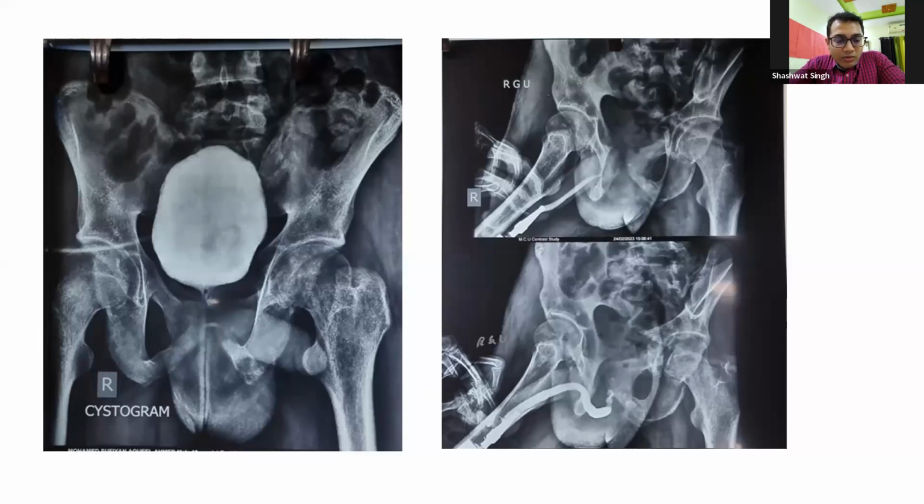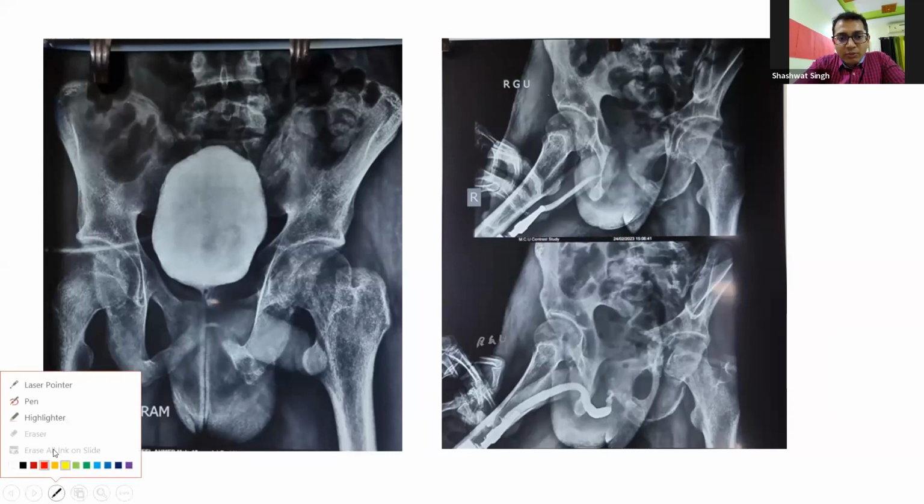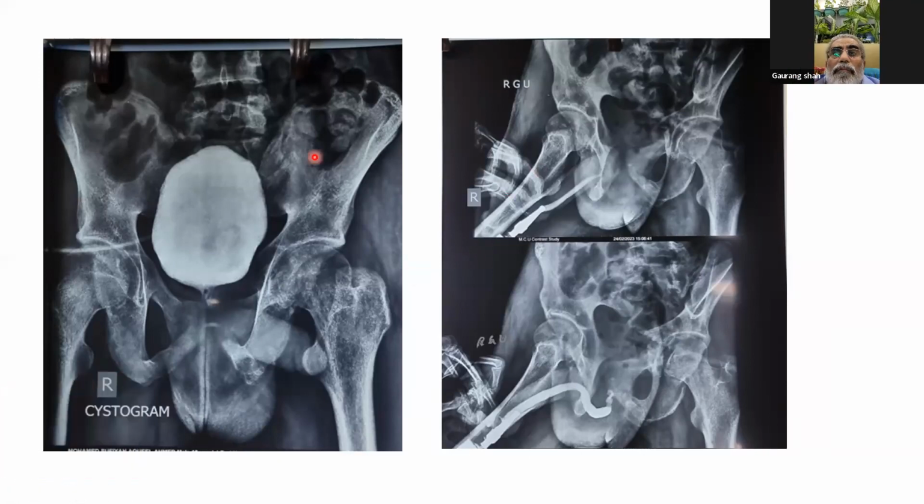Sir, in the cystogram, we are not able to see the posterior urethra, sir. If you want to see that, which is the method? Sir, we can give alpha blocker to the patient, sir. Exactly. So you give alpha blocker for 2-3 days, and then you go ahead with voiding cystogram. Correct? Yes, sir.